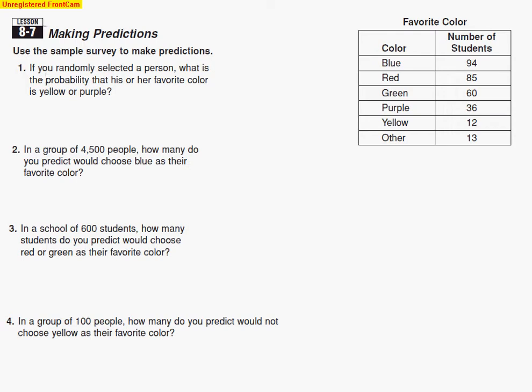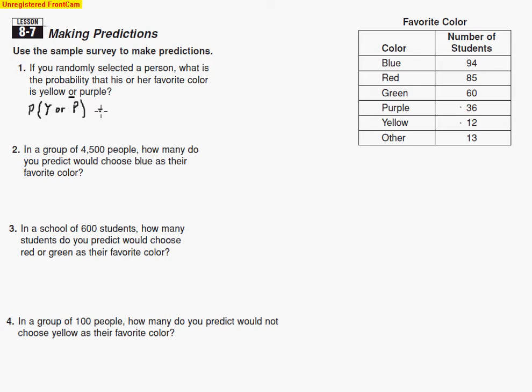If you randomly select a person, what is the probability that his or her favorite color is yellow or purple? So we have to look at this chart over here, and we go over to yellow and purple. Well, a success, there are 36 people that like purple. There are 12 people that like yellow. So we want yellow or purple. And so what we're going to end up doing is setting up our probability this way. Probability of selecting a yellow or a purple.